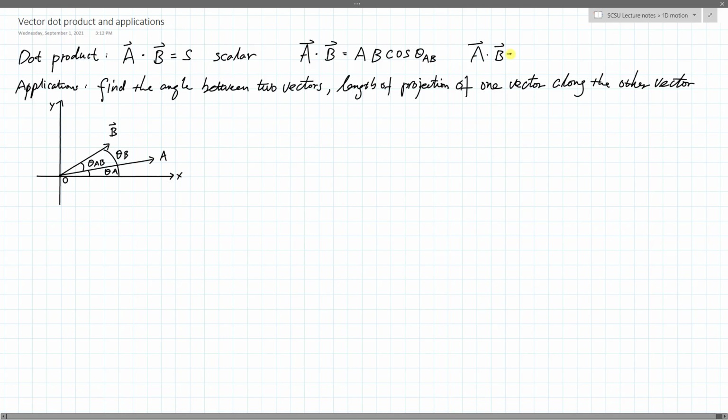A dot B. This is the magnitude-angle representation. We can also use the components: ax bx plus ay by plus az bz. So why exactly is this the right format? Well, we'll explain this in a little bit.